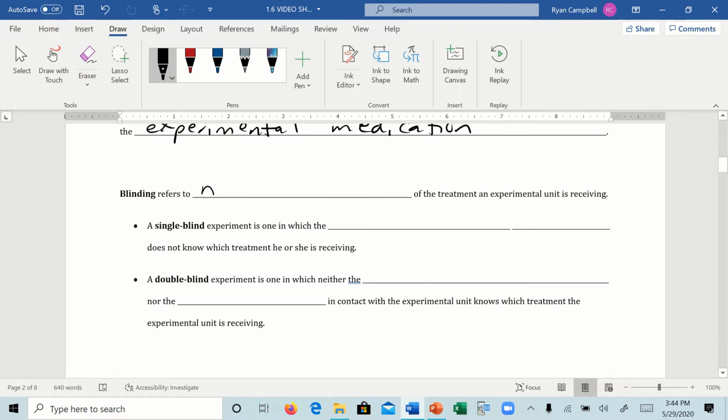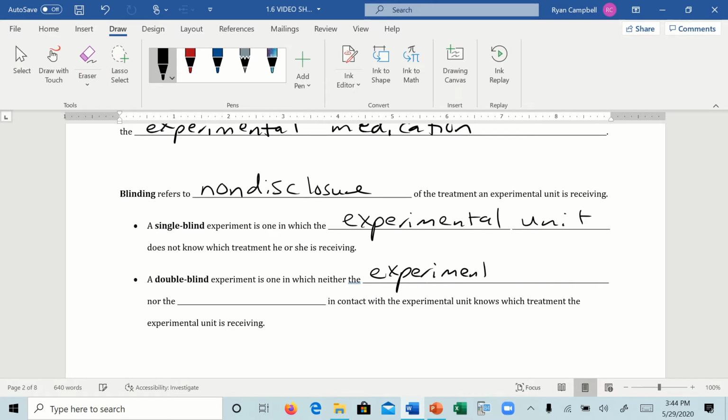Blinding is referred to as the non-disclosure of the treatment an experimental unit is receiving. A single-blind study is when the experimental unit doesn't know what he or she is getting. A double-blind study would be when the experimental unit and the researcher don't know which is being received.